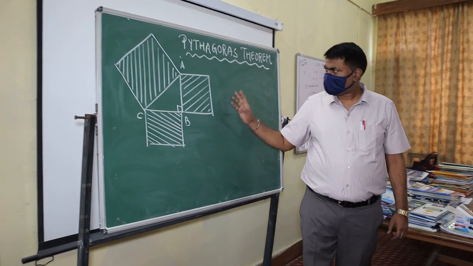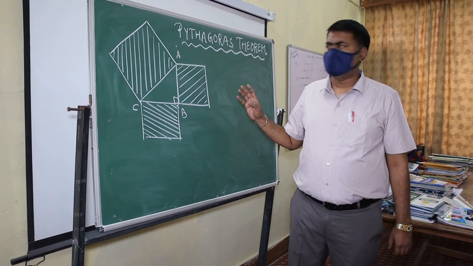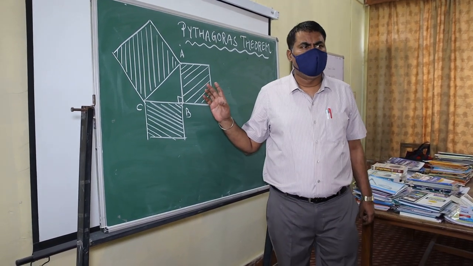Pythagoras theorem: in a right angled triangle, the square of the hypotenuse is equal to the sum of the squares of the remaining two sides.